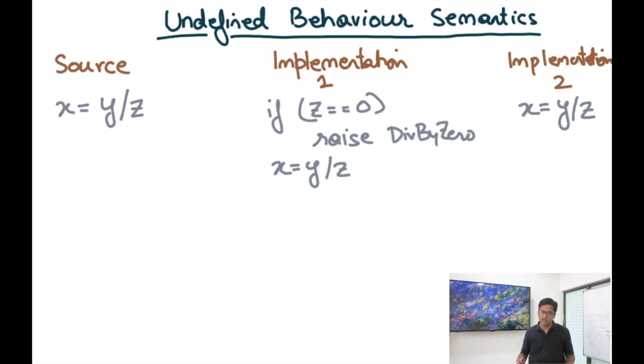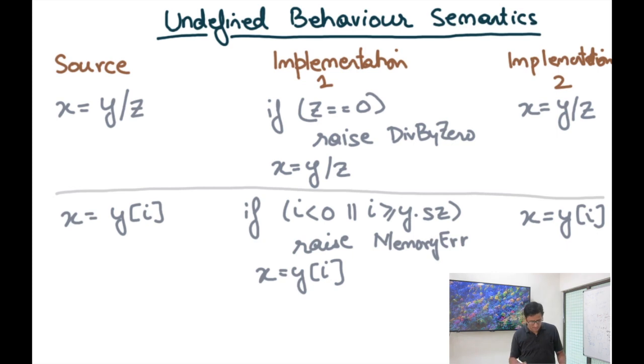Anything can happen here, and it depends on what the implementation is. Here's another example, and this is a very consequential example. Let's say x equals y[i].